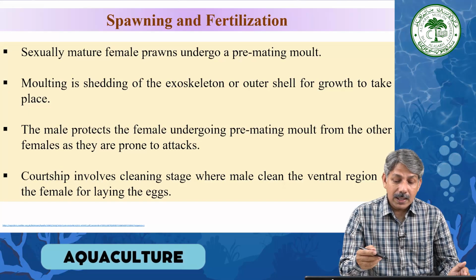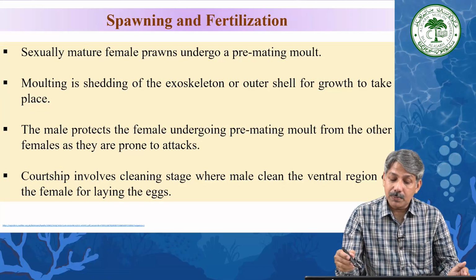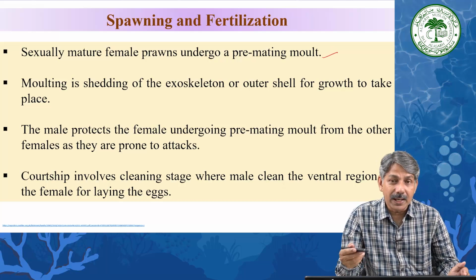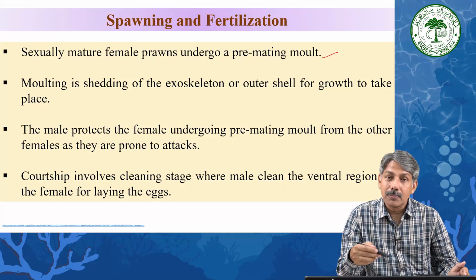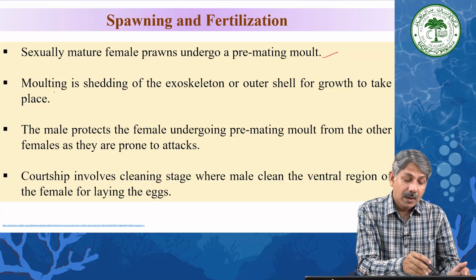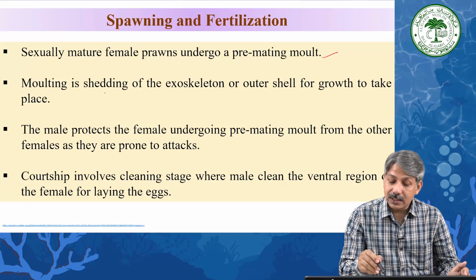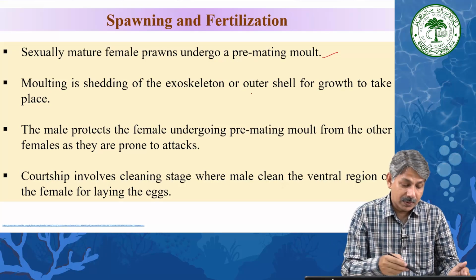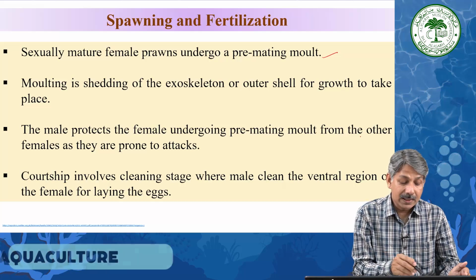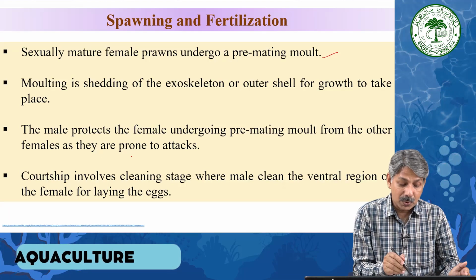Spawning and fertilization. Sexually mature female prawns undergo a pre-mating molt. That is one of the characteristics of these prawns, that pre-mating molting or pre-spawning molting is usually noted. Molting is the shedding of the exoskeleton or outer shell for growth, as we all know. The male protects the female undergoing pre-mating molt from the other females, as they are prone to attacks.